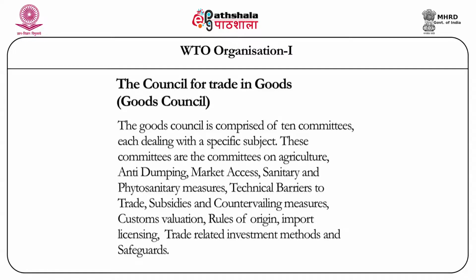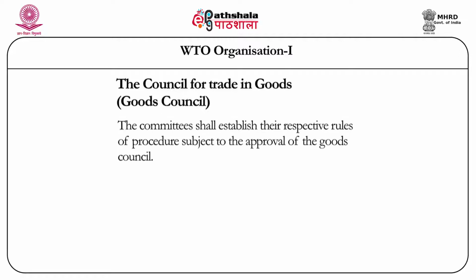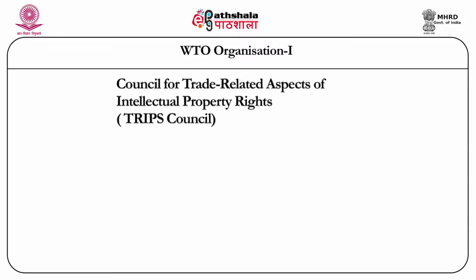These committees are the committees on agriculture, anti-dumping, market access, sanitary and phytosanitary measures, technical barriers to trade, subsidies and countervailing measures, customs valuation, rules of origin, import licensing, trade-related investment measures and safeguards. The committees shall establish their respective rules of procedure subject to the approval of the Goods Council. The Council for Trade-Related Aspects of Intellectual Property Rights, or the TRIPS Council.